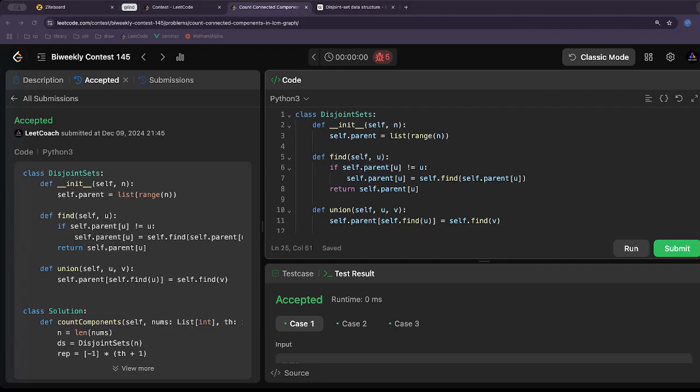I'm confused. I will send you my union template on Discord later. All right, no worries.